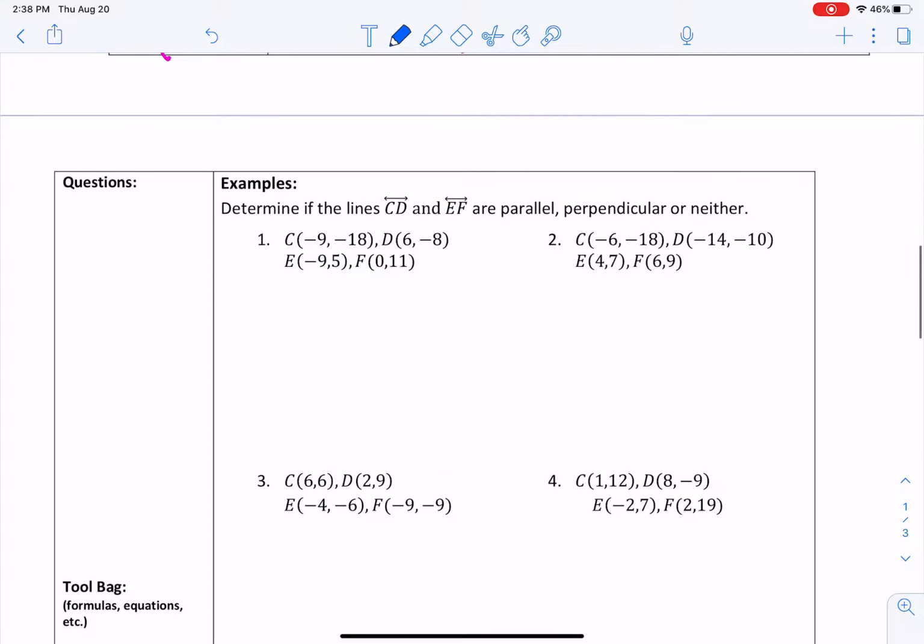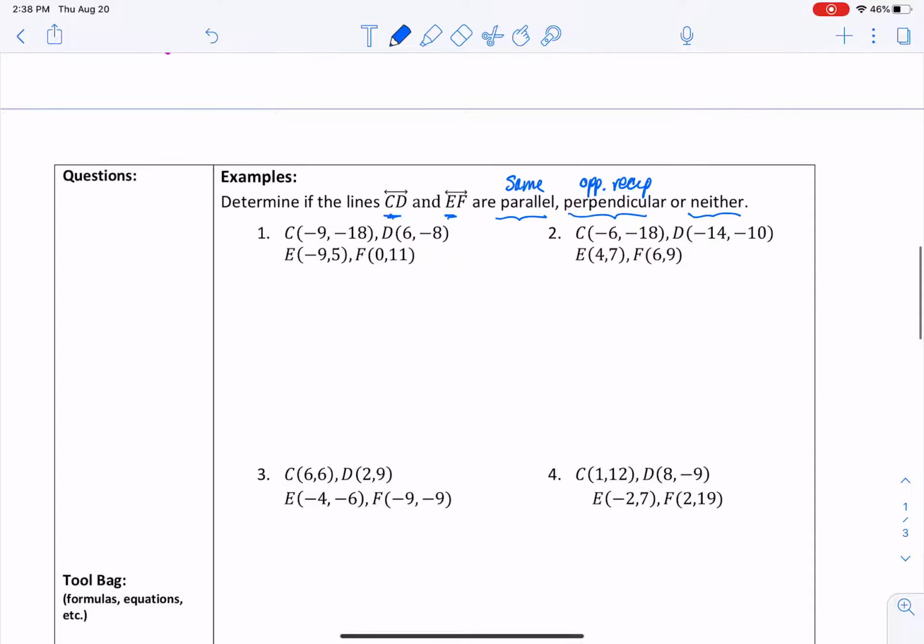So let's look at some examples. Determine if these two lines, so CD is a line that connects those 2 points, and EF is between the points E and F, and we're trying to determine if they are parallel, perpendicular, or neither. So this means they need to be the same, they need to be opposite reciprocals, or neither. So we start by looking at points for the slope of CD.